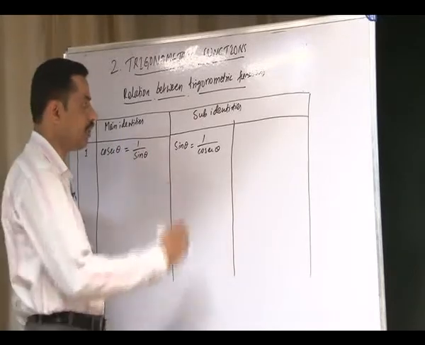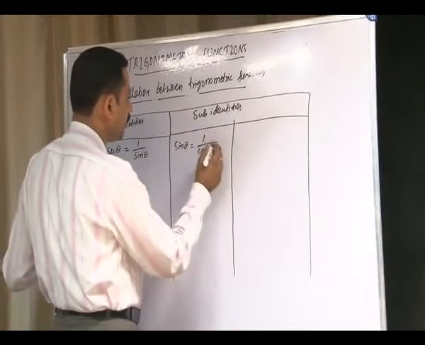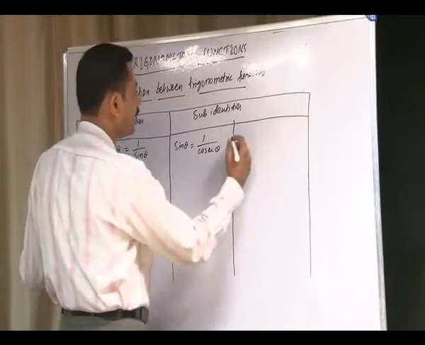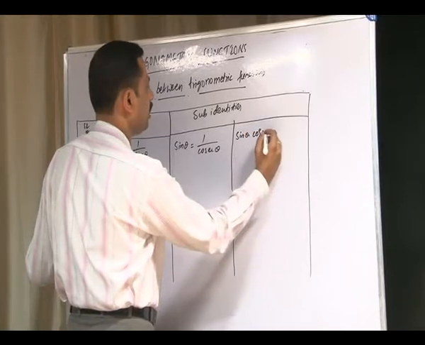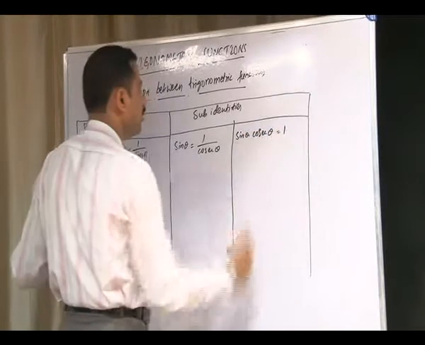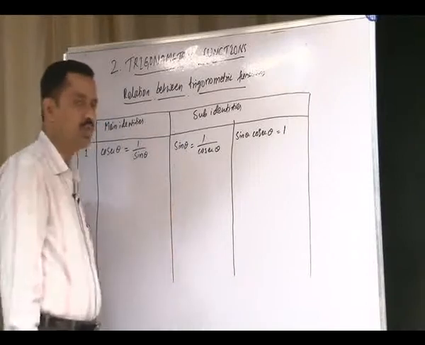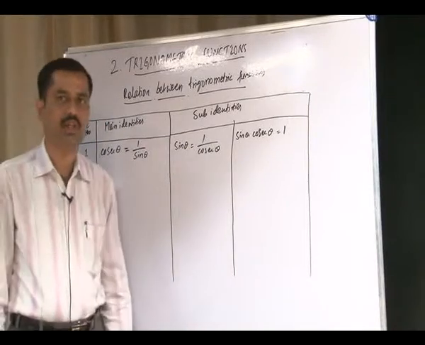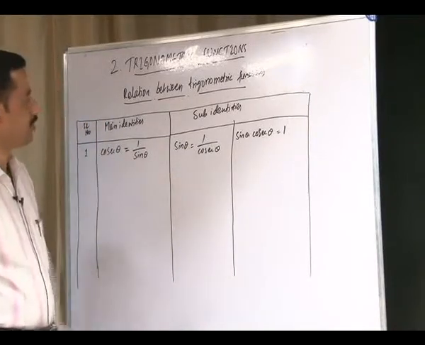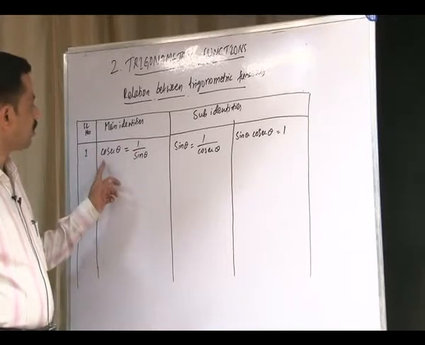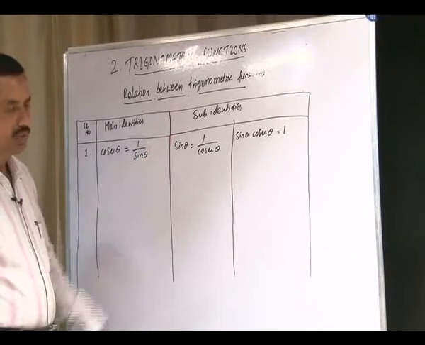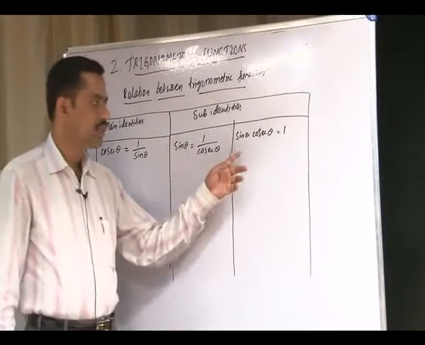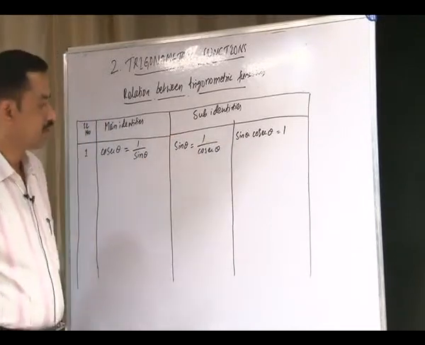So cosecant theta is equal to 1 by sin theta, or sin theta is equal to 1 by cosecant theta. Another sub identity is, if you transfer this cosecant to the left hand side, then you can write sin theta into cosecant theta is equal to 1. So this is the first relation related to trigonometric functions.